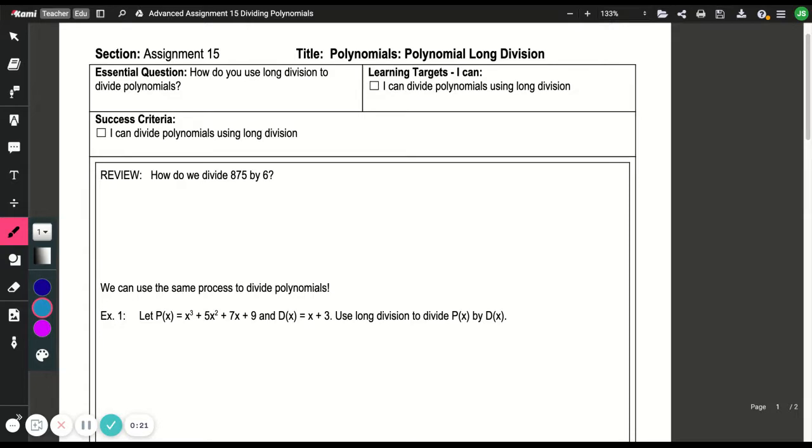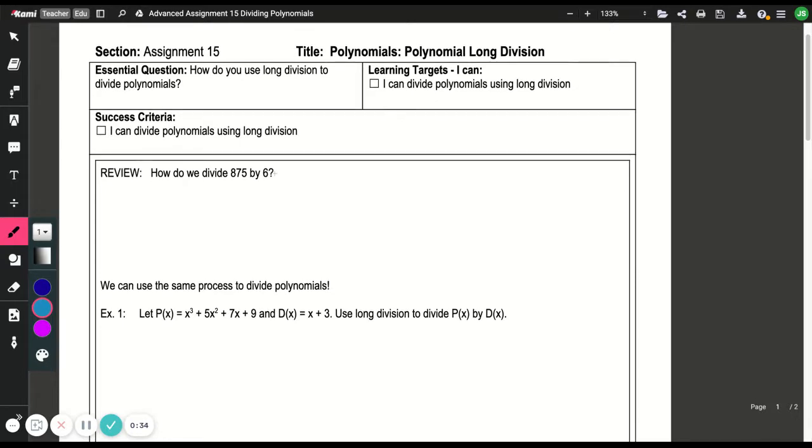There are some other cool ones, but this one will always work, and you'll also use it for some other kind of graphing if you go on to pre-calculus or calculus. So, long division to divide polynomials.